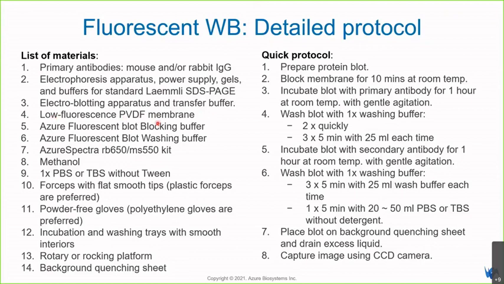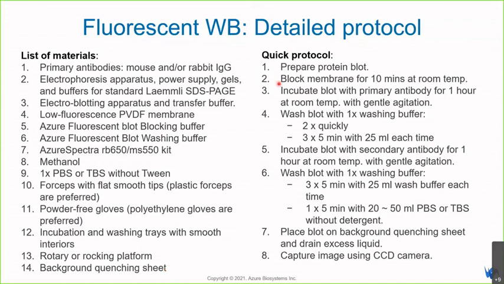Blocking buffer, wash buffer. These are the two secondary antibody conjugates, rabbit 650 and mouse 550. Methanol to activate the PVDF membrane. PBS or TBS to wash or for the final rinse without Tween, without a detergent, which is quite important. Forceps with flat, smooth tips. Powder-free gloves. Incubation and washing trays with smooth interiors. A rotary or rocking platform. And finally, the background quenching sheet.